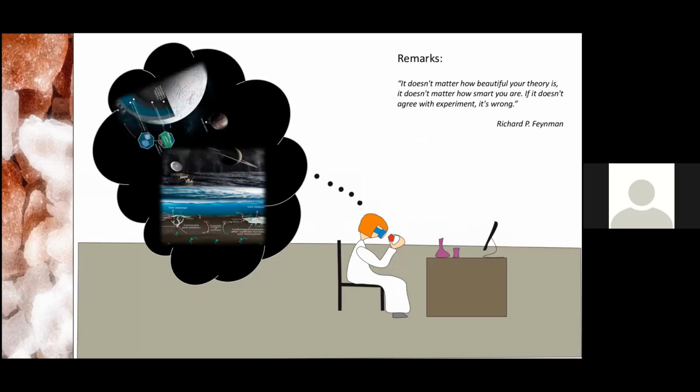So I stop here with this work still running, and want to wrap up by offering you just one remark said by Feynman. You can read it. It doesn't matter how beautiful your theory is. It doesn't matter how smart you are. If it doesn't agree with the experiment, it's wrong. So check your investigations.